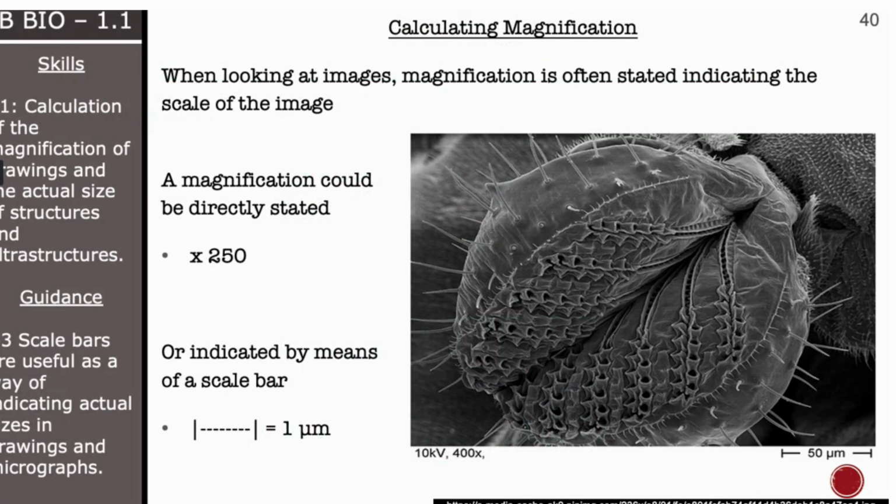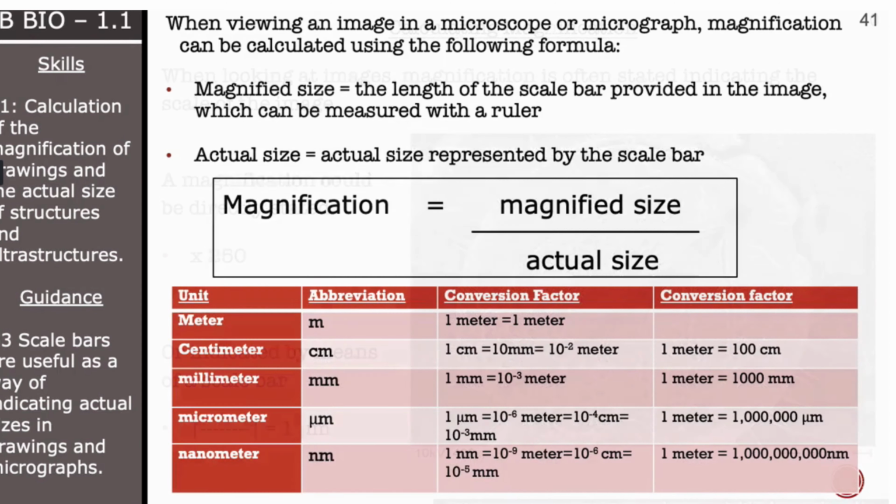Calculating magnification. Looking at the images, magnification is often stated, indicating the scale of the image. Magnification could be directly stated, like multiply 250 times, or indicated by means of a scale bar, which you see on the bottom right of the picture, such as 50 micrometers. This is the scale bar. How are we going to calculate the magnification? We take the magnified size and divide it by the actual size. Remember, all units have to be the same if you are using these numbers.